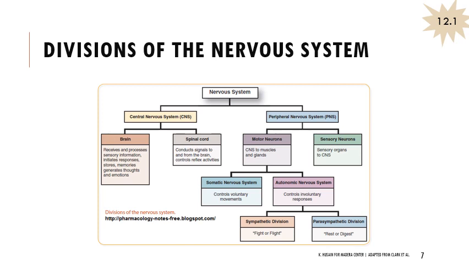And I'll talk about this on the next slide as well, but the CNS is your brain and your spinal cord, and the peripheral nervous system is basically everything else. And we kind of start to divide that according to function.